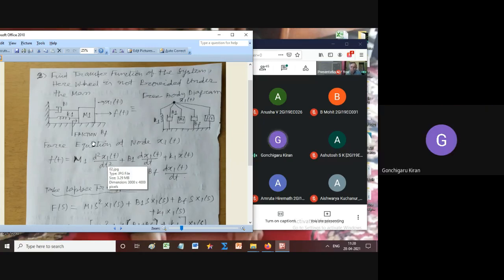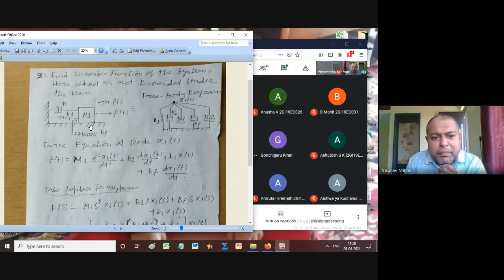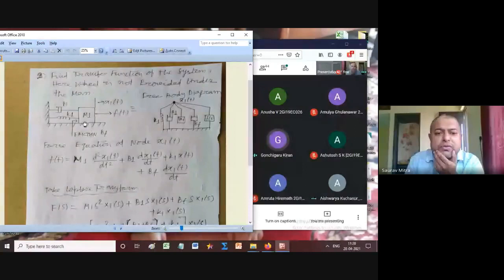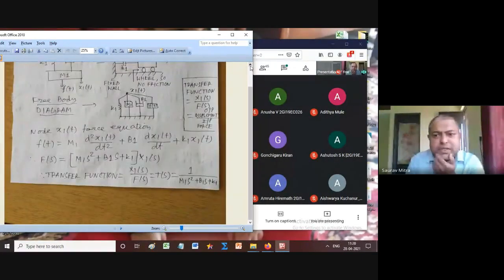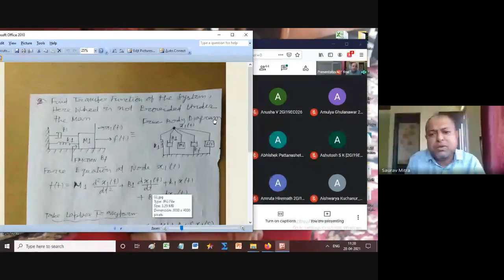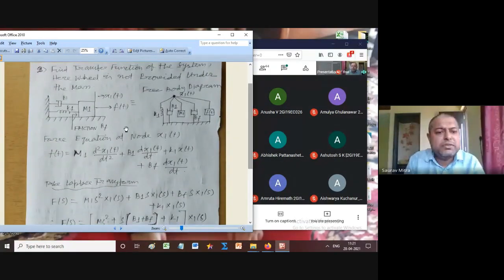Friction BF is added. Check below the mass. What is there? Kiran, please be loud. Friction, sir, friction. So there is no wheel here. If you want, you can see the previous image. In the previous image there was a wheel here. Now in this next numerical, there is no wheel below the mass.